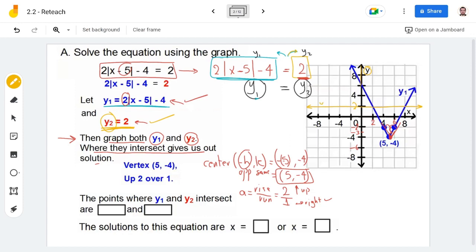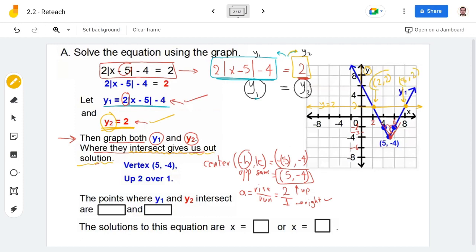So this straight line represents what? Y equals 2. Okay, now as I mentioned, the intersection gives us the solutions. So where is the intersection? The intersections are this point here and this point here. What's the coordinate for this point? The coordinate of this point is (2, 2). What's the coordinate for this point here? It's (8, 2). So now we have two solutions.